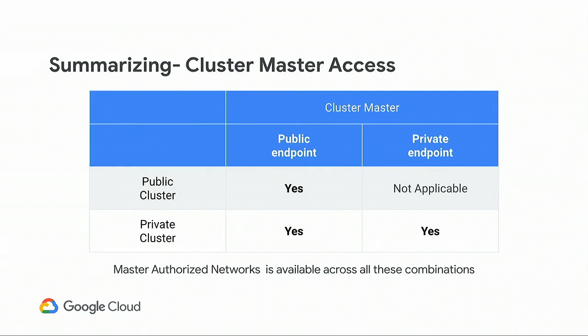So just to summarize, I want to talk more about the authorized network, but before that, let me summarize what we have discussed thus far. There is a public endpoint and a private endpoint for accessing the cluster master. In public clusters, you get only a public endpoint. In private clusters, by default, it gives you a private endpoint, and it also can extend a public endpoint to you for road warrior use cases.